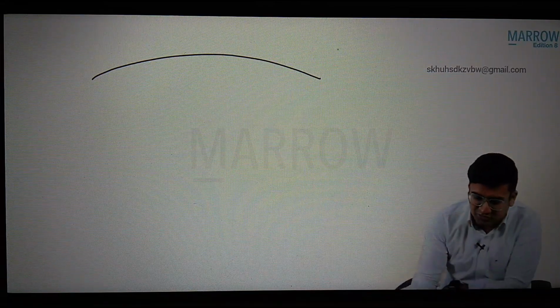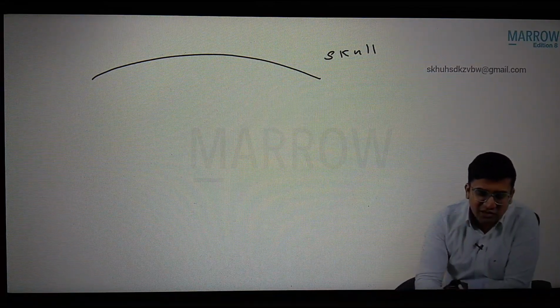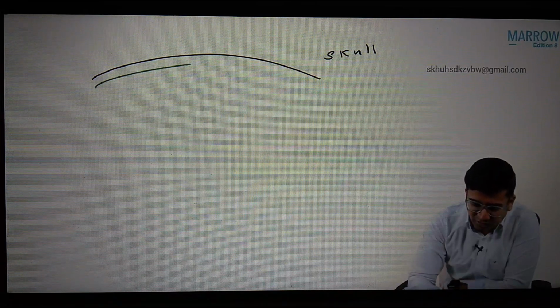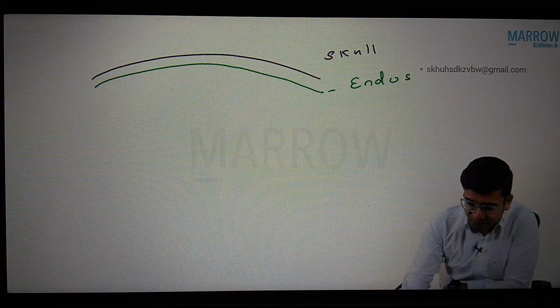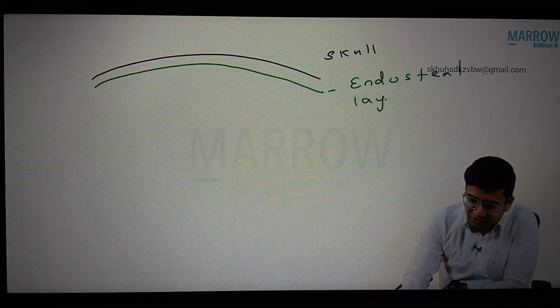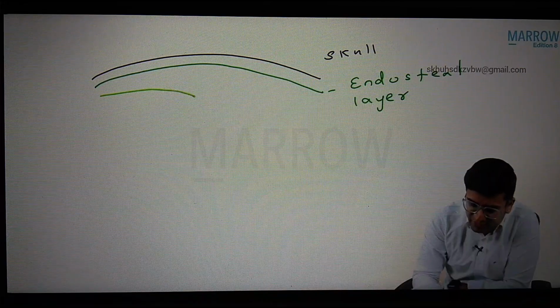Okay, so now this is the skull. So we are drawing the cranial dura. I told you the cranial dura has two layers. Now the one which is close to bone is called the endosteal layer of the dura. And the next one, this is the meningeal layer of the dura.